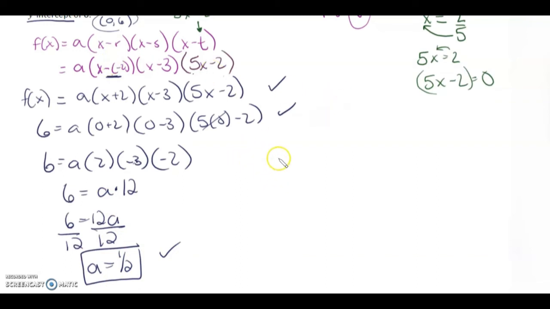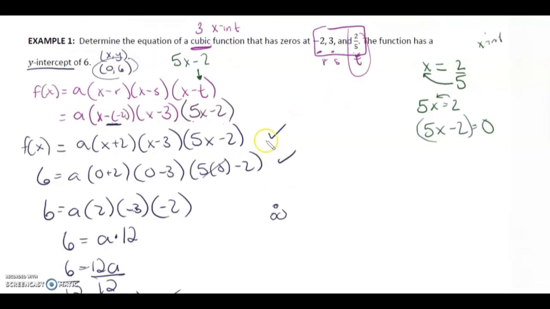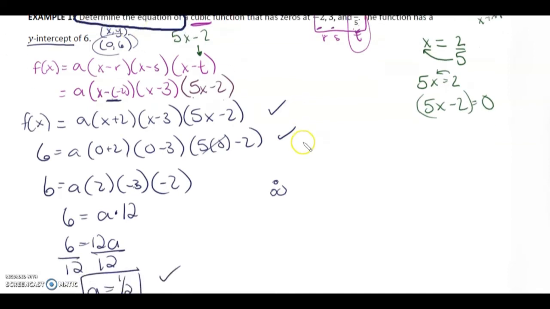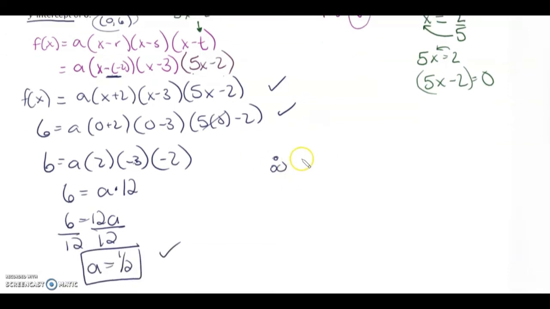Then if we wrote the equation, is that what it asks for? Determine the equation. So in order to determine the actual equation, you have to come over here and say, therefore, f at x equals 1/2 x plus 2, x minus 3, 5x minus 2.